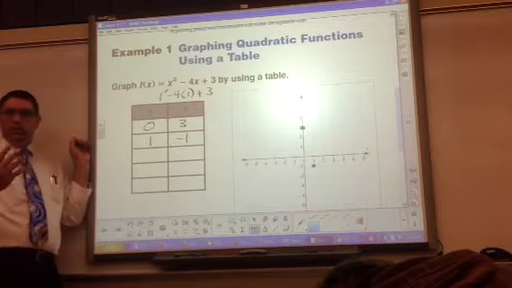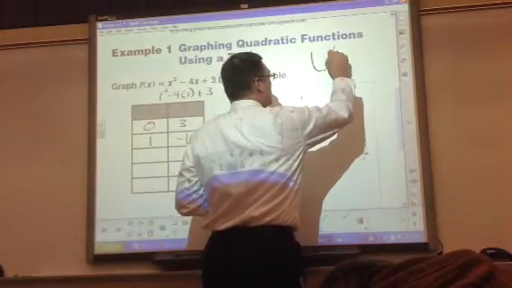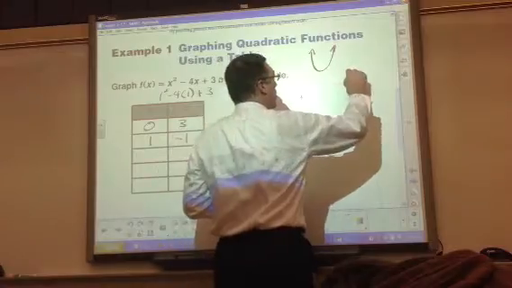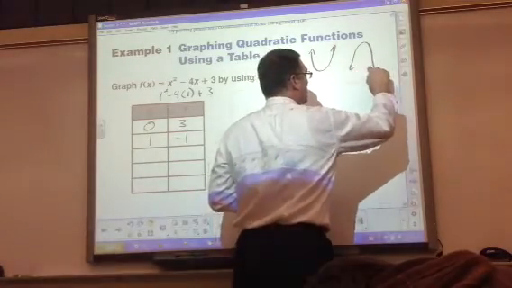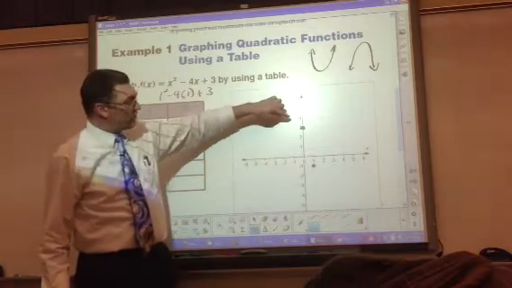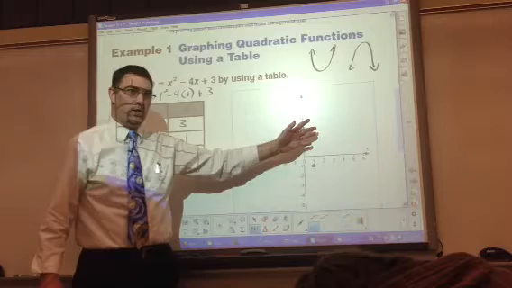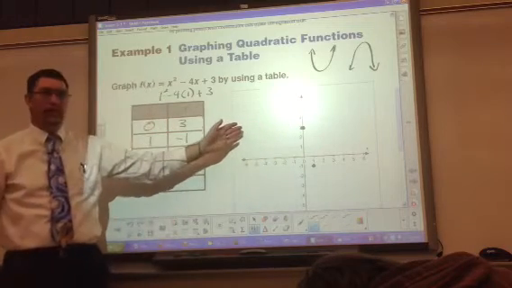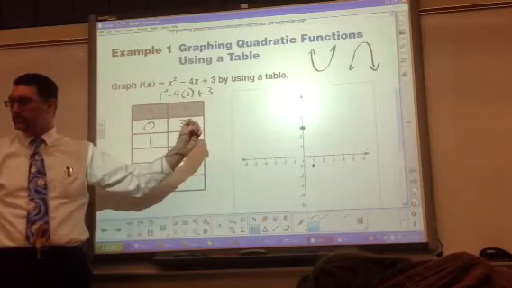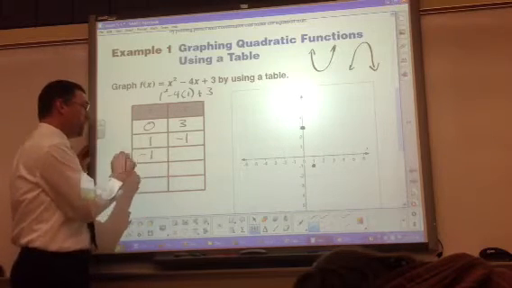Now, we know that a quadratic graph is either going to look like this, or it's going to look like this. Since this graph is coming down here to the right, as I move to the right, do you think I should pick a negative number to go in here then? Yeah. Okay, you think we should try a negative number? Okay, so let's try -1 and see what happens with -1.